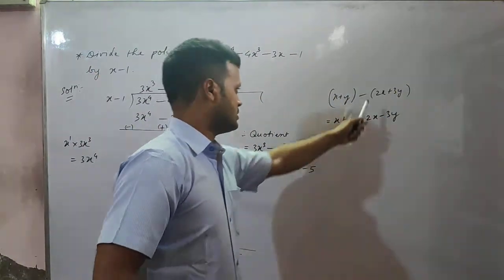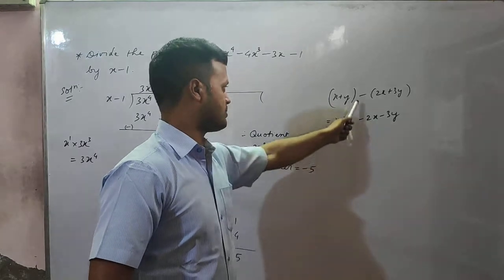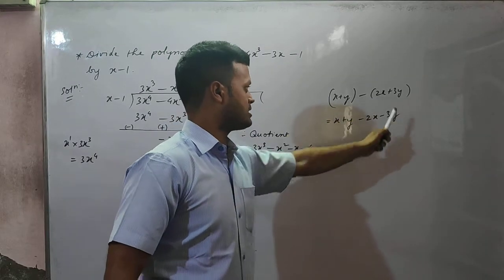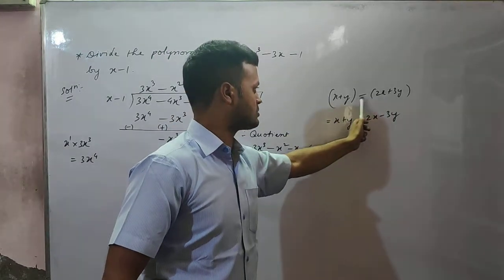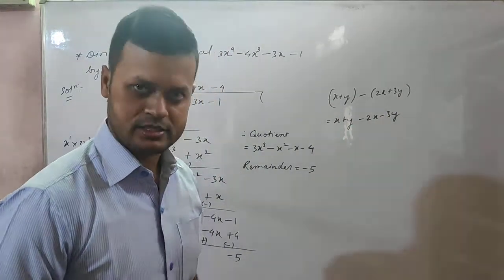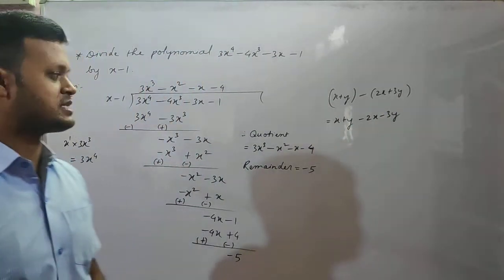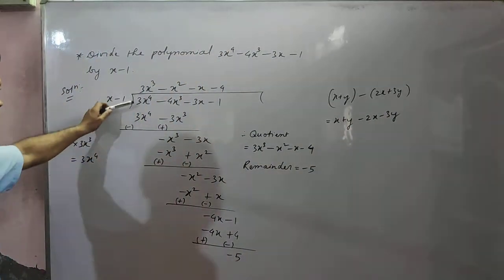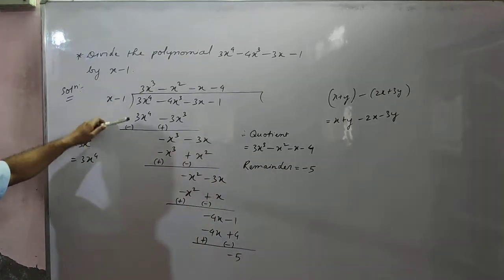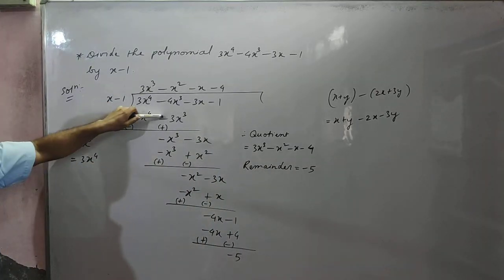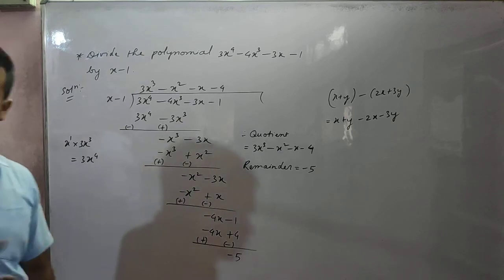You understand? Before, 2x had a plus sign, but because of this minus sign it became minus. Before 3y a plus sign is there, and because of this minus sign it also became minus. This is why we have to change the sign of the lower line. From the upper line to the lower line, we are changing the signs. Where plus is there, put minus. Where minus is there, put plus. Just put the opposite sign.